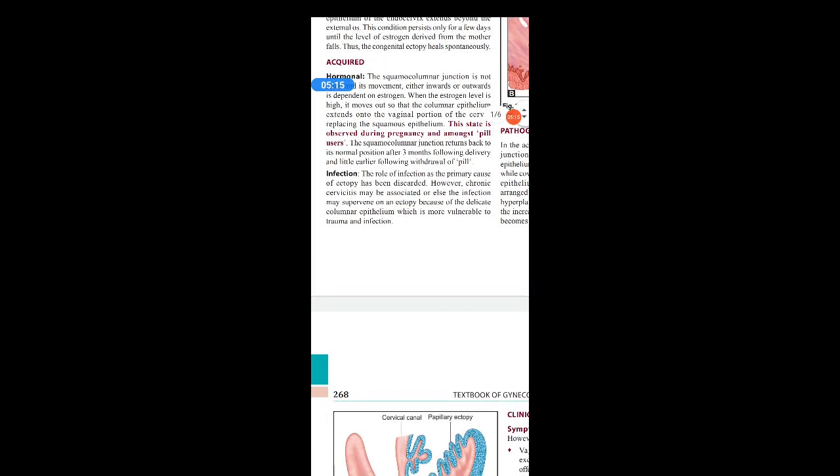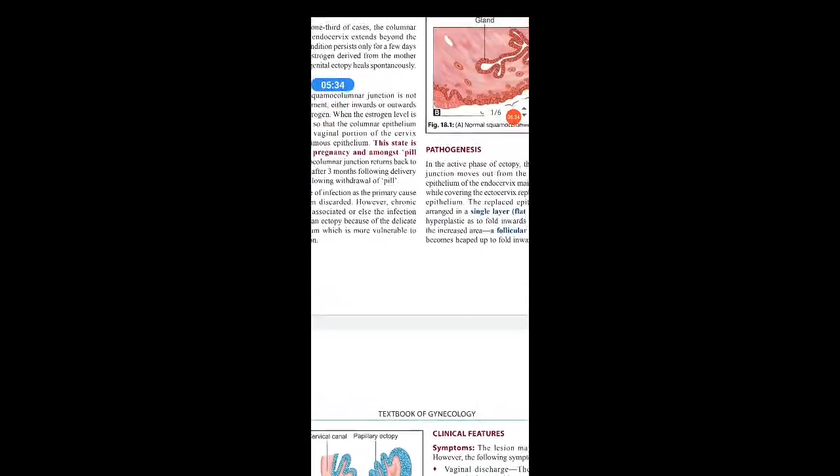The role of infection as a primary cause of ectopy has been discarded. However, chronic cervicitis may be associated, or else the infection may supervene on an ectopy because of the delicate columnar epithelium, which is more vulnerable to trauma and infections. So usually cervicitis infections can make it. Trauma and infection can also lead to the condition.